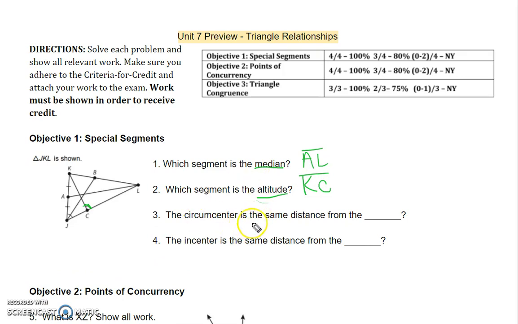The circumcenter is the same distance from the vertex. That is in your graphic organizer. It is in the important facts under circumcenter. The incenter is the same distance from the side. Again, that is in your graphic organizer underneath the important facts. Okay, we're going to move on to points of concurrency.